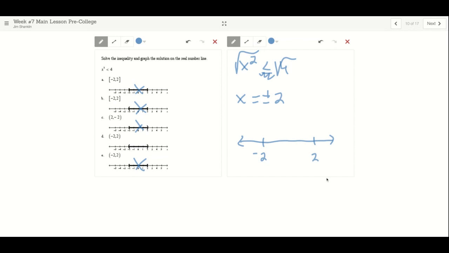I take 2 here. I'm going to try the value 0. I'm going to plug 0 in here, see if it makes it true. So x squared is less than 4. That was my original equation. So if I put 0 in here, 0 squared is 0. That's less than 4. That is a true statement. That means wherever 0 is, that has to be shaded in. That is shaded in. That is my solution set. Everything between -2 and 2 is a solution to this problem. Everything on the outside is not a solution to the problem.